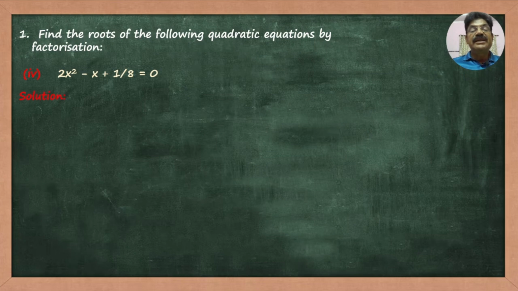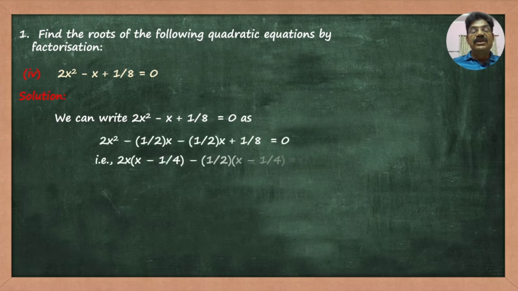So it is minus 1 by 2 plus minus 1 by 2. Minus 1 by 2 plus minus 1 by 2 is obviously minus 1. And when you multiply minus 1 by 2 and minus 1 by 2, it is plus 1 by 4. So we are done. 2x square minus x plus 1 by 8 is equal to 0 can be written as 2x square minus 1 by 2 x minus 1 by 2 x plus 1 by 8 is equal to 0.